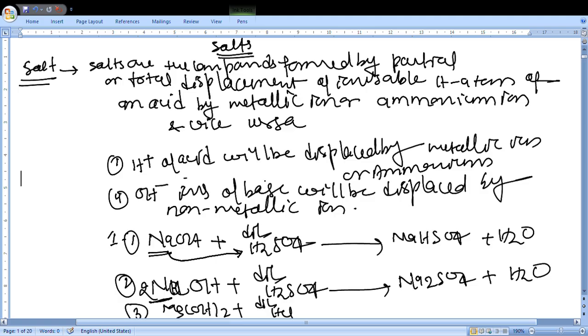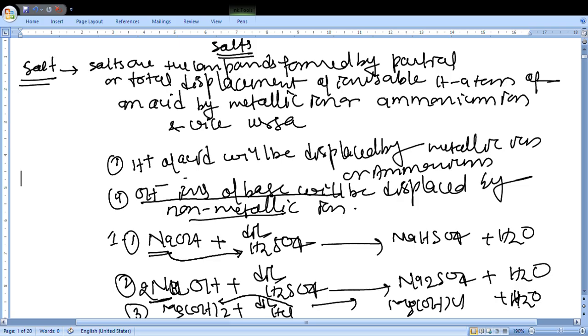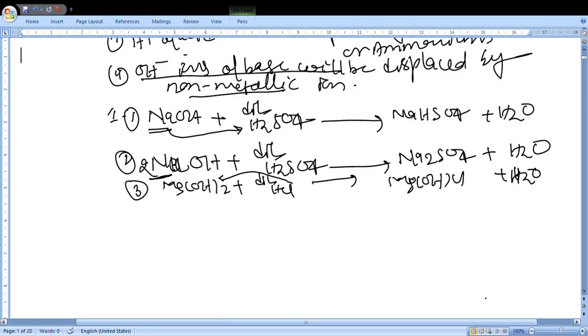Then we write the vice versa, meaning OH negative ion by non-metallic ion. So we are taking that Mg(OH)2 plus HCl. One Cl negative ion will displace only one OH negative ion to form Mg(OH)Cl plus H2O. Just look at this reaction. These all are neutralization reactions we are taking, isn't it?